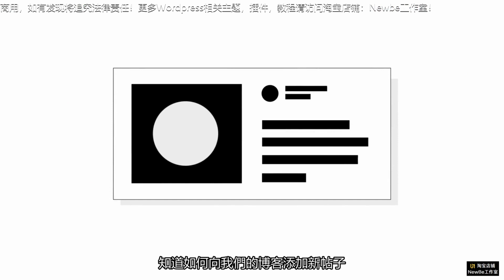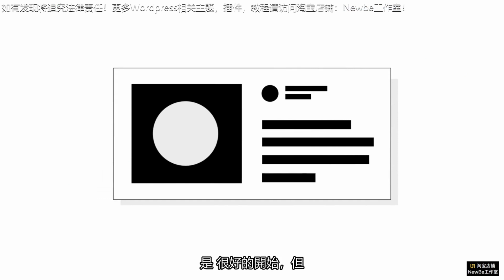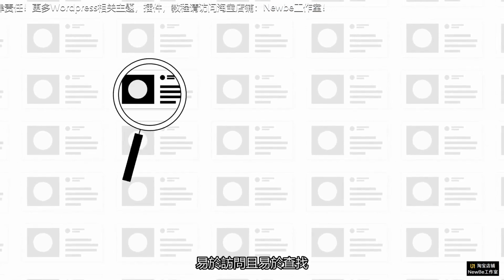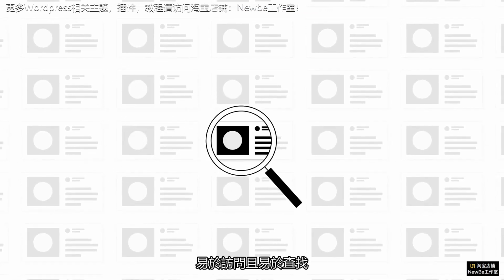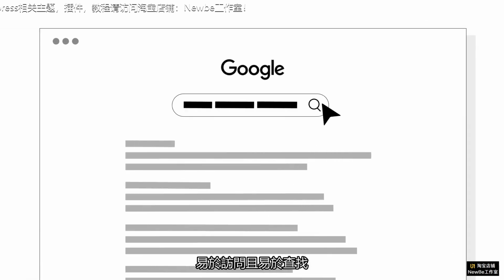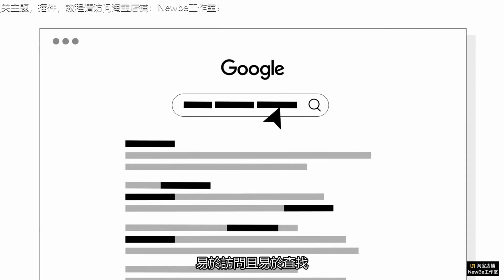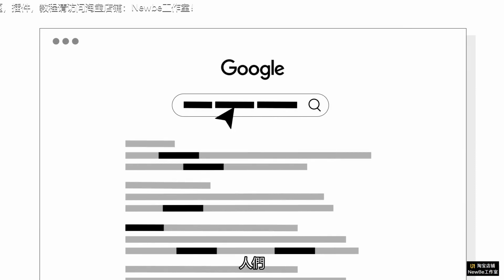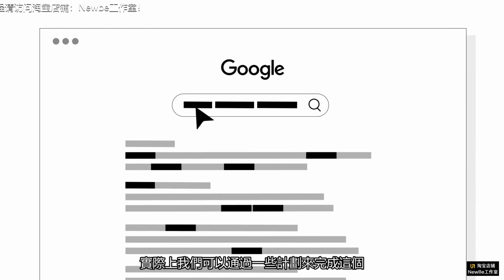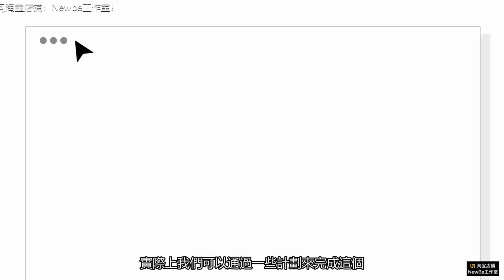Knowing how to add a new post to our blog is a great start, but in order for our articles to make an impact around the web, we need to make our posts accessible and easy to find. A post that is easy to navigate and read, and that uses relevant keywords will rank higher in search engines, helping us reach more people. This may sound like tons of work, but actually, we can accomplish this with just a bit of planning.